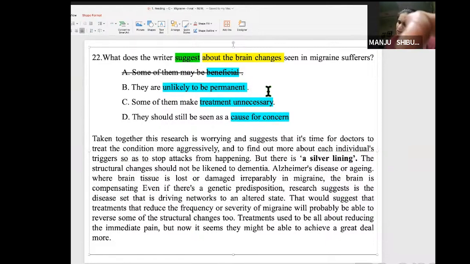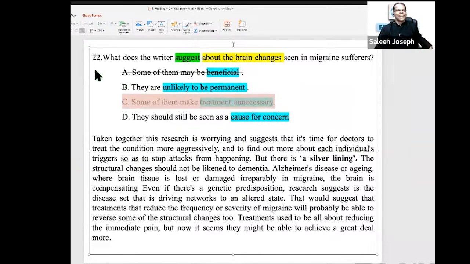And some of them make treatment unnecessary? Then on Tuesday, or every Tuesday, migraine treatment is not required, and on Wednesdays and Thursdays you need treatment. That's absurd, right? They should still be seen as a cause of concern. Now, maybe a cause of concern, but does the paragraph say that? Now, what are the brain changes? They are saying structural changes, we said. What are they saying about the brain changes here?